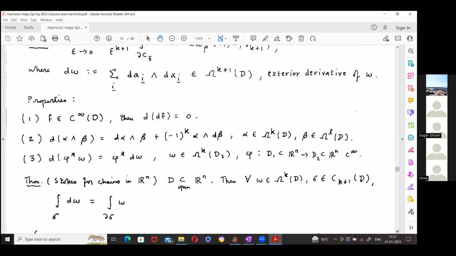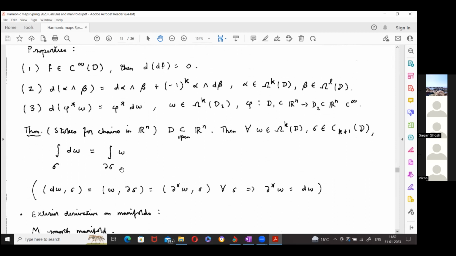So using these three properties, one can then show that we have what's called Stokes' theorem for chains in Rn. If D is an open set in Rn, then for any k form omega in D, and for any k plus 1 chain sigma in D, the integral of d omega over sigma, notice d omega is a k plus 1 form, so we can integrate over a k plus 1 chain sigma, is equal to the integral of omega over the boundary of sigma. Notice that boundary sigma is a k chain, so we can integrate omega, a k form, over it. So this is Stokes' theorem.